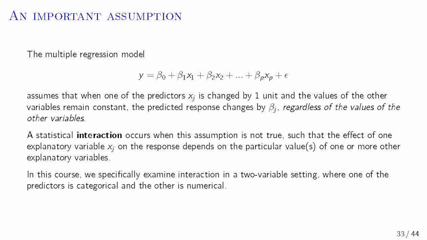But like I said, it's possible that two explanatory variables interact with each other, and we have such the effect that one of the explanatory variables, xj, depends on the value of one or more other variables. At its simplest, you might have one that is categorical and one that is numerical, and that's what we're going to do in this class.